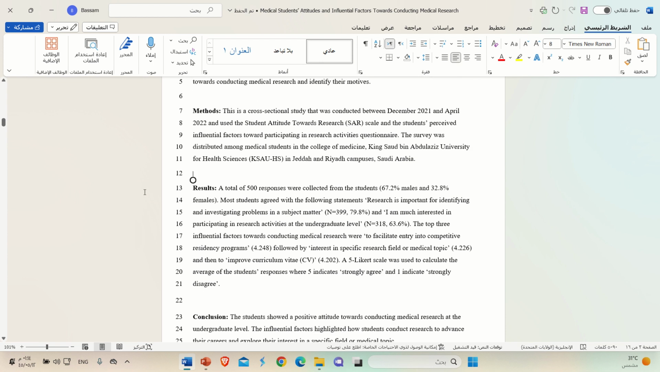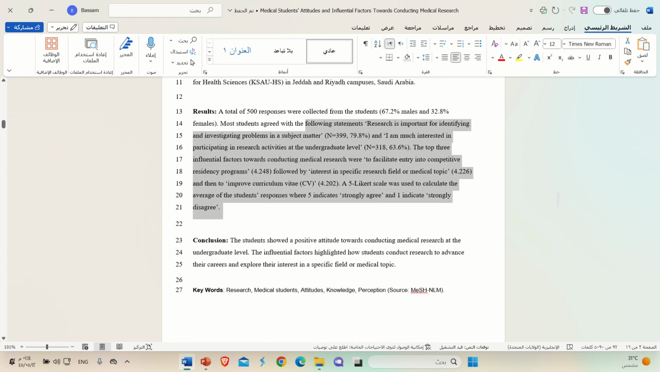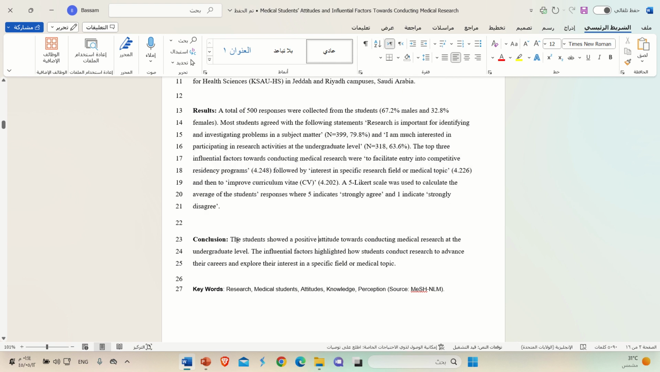Then in the results section, I mentioned how many we had in total, giving some details. Then I added the most relevant data that I think supports or answers my research question, as you can see here. Then in the conclusion you would just simplify it, and you would answer the research question without numbers. So here the students showed a positive attitude toward conducting medical research. And the influential factors highlighted how students conduct research to advance their careers and explore their interests in a specific field or medical topic. So this is simply how to write the abstract.